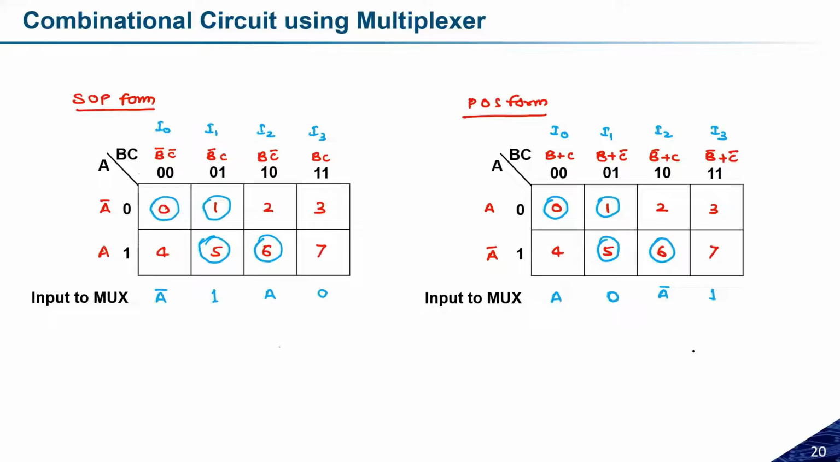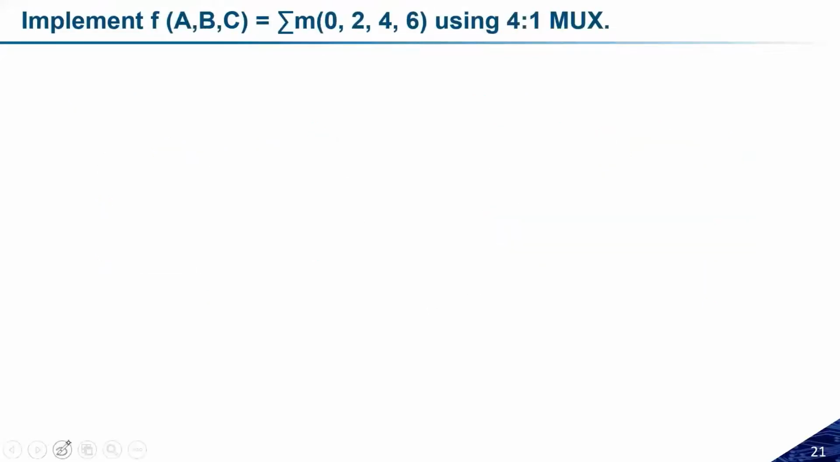So this is the SOP and POS form. Now let us take an example and try to solve a question, and that will help you. Suppose I have a function of A, B, C with 4 min terms, which are 0, 2, 4, and 6, and I want to implement it with the help of a 4:1 multiplexer. So how can we do that? Let us try to see.